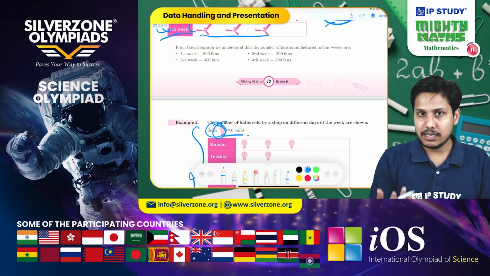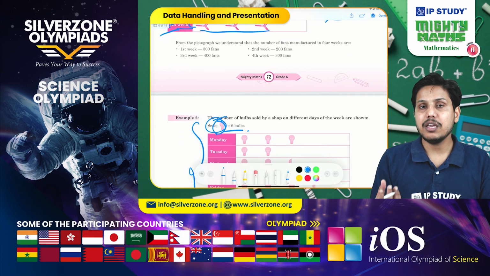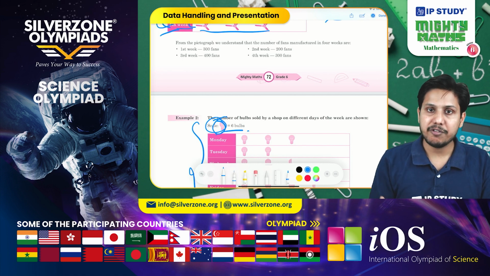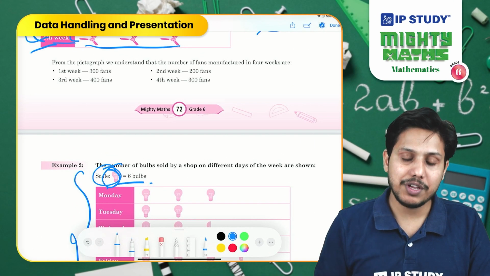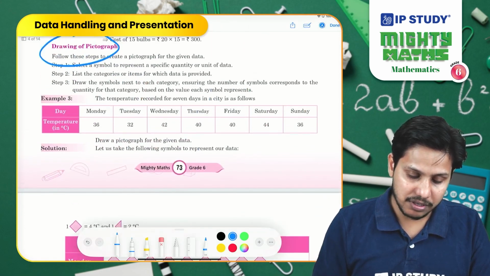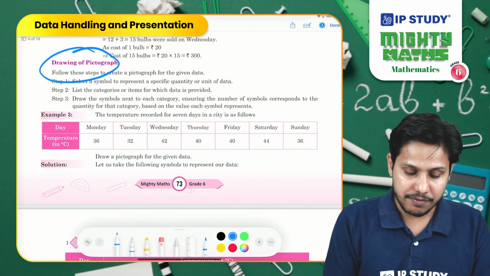So using that key, we have found out how many fans were produced during the 4 weeks of a month. Now here we are drawing a pictograph. Here we have 3 steps.